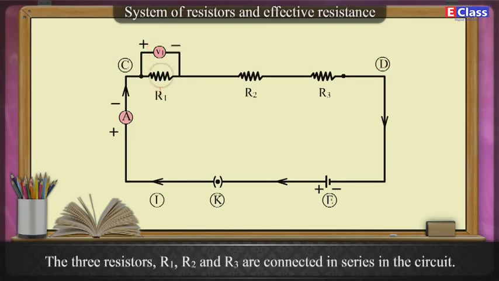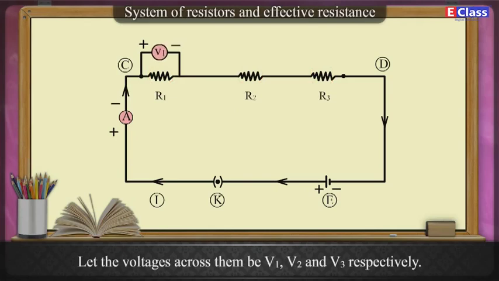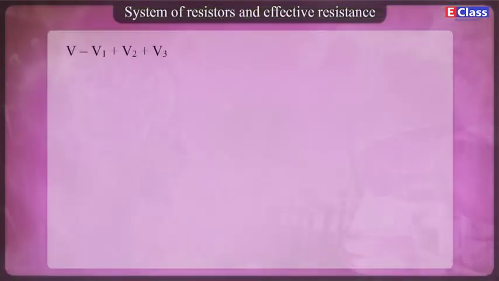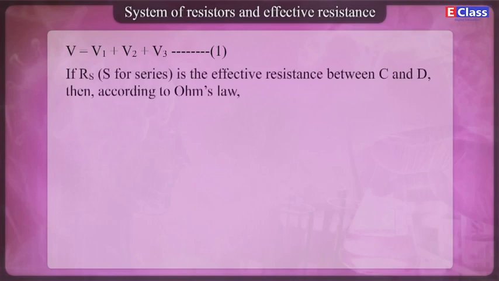The three resistors R1, R2 and R3 are connected in series in the circuit. Let the voltages across them be V1, V2 and V3 respectively. Then V is equal to V1 plus V2 plus V3, equation 1. If Rs, S for series, is the effective resistance between C and D, then according to Ohm's law, V is equal to I Rs, V1 is equal to I R1, V2 is equal to I R2 and V3 is equal to I R3.